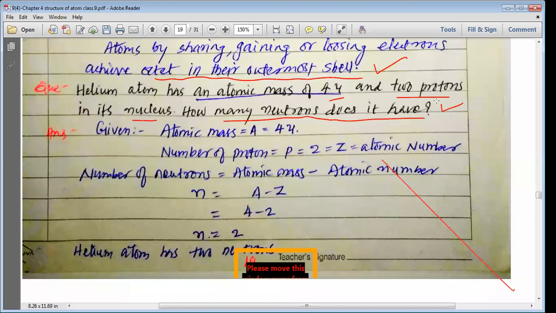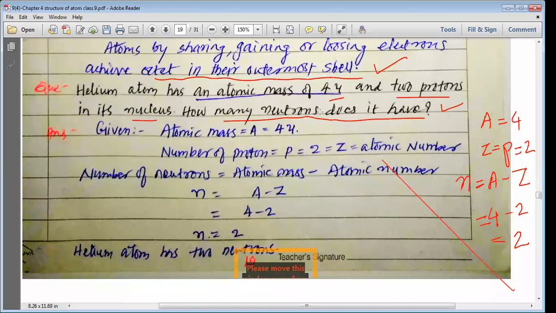So see, atomic mass A they have given, and that is 4. A is given as 4. 2 protons means Z is equal to P is equal to 2. So now we need to find out neutron N. We know that N is equal to A minus Z. Please remember, my dear students, N is equal to A minus Z. Your A is equal to 4 and your Z is equal to 2. So it will have 2 neutrons. That is what we can easily understand.